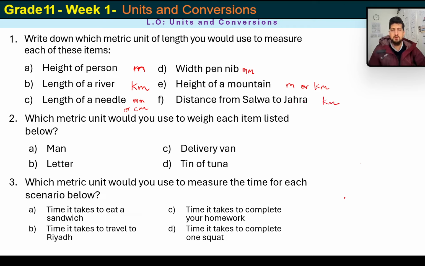And of course, if we are considering imperial units, we'll be considering miles, but we're not. We're only talking metric units here. So that's why we're doing kilometers. Which metric unit would you use to weigh each item below? A man, kilograms, which is the SI unit as well.